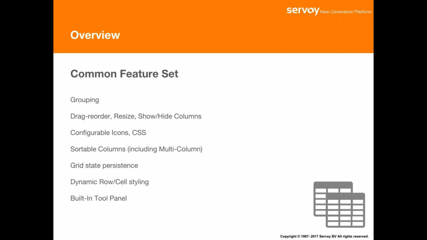Some of the features that are common to both, and I didn't get into everything because this is supposed to be kind of a quick overview. Both grids can do grouping. The columns behave the same in both, so you can drag, reorder, resize. You can turn columns off and on with the little pop-out tool panel. You can configure the collapse and expand icons and those sorts of things. You can configure the way this grid displays completely with CSS.